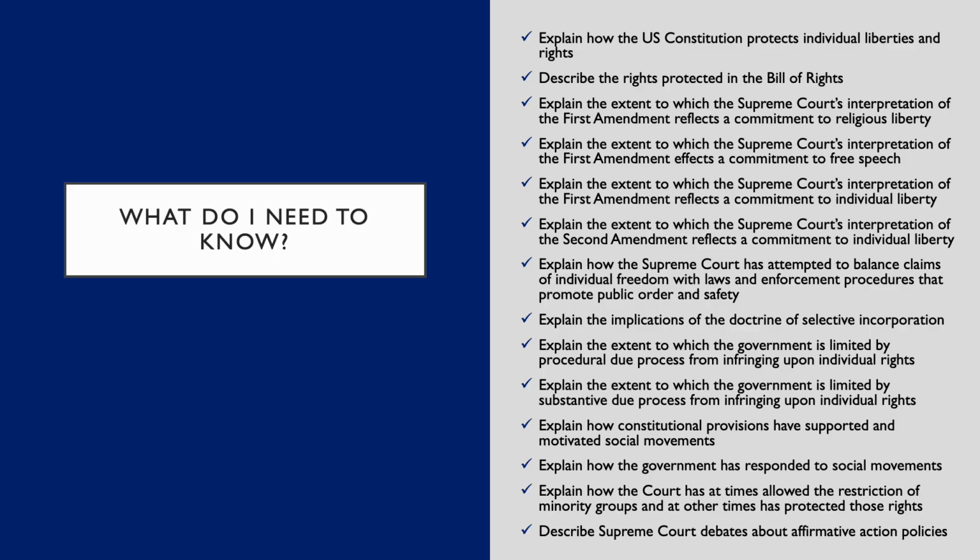So this is just to review what you need to know. You should make sure that you're familiar with the Bill of Rights, but especially the fundamental freedoms of the First Amendment, the question of the Second Amendment, the questions of procedural due process, the doctrine of selective incorporation, and this idea of substantive due process and privacy, and then finally, social movements, civil rights, and equal protection. Those are the main things to make sure you're familiar with for Unit 3.